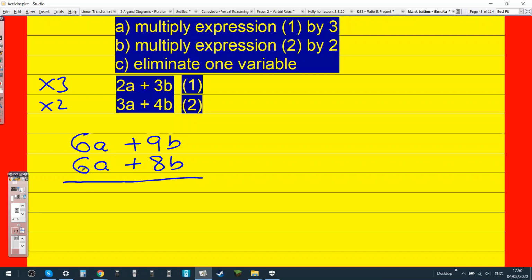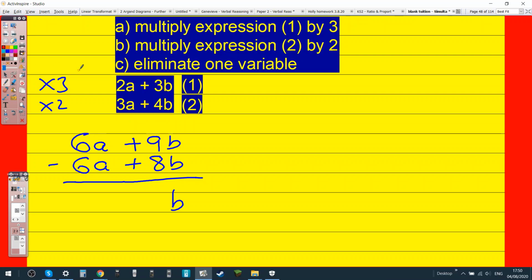And now, what would you get if you subtracted? You would get a. No? 6a, take 6a. That's just 0. Disappears. So then it would be 1b. Well done. And so you went from having 2 expressions with 2 unknowns to 1 expression with 1 unknown.